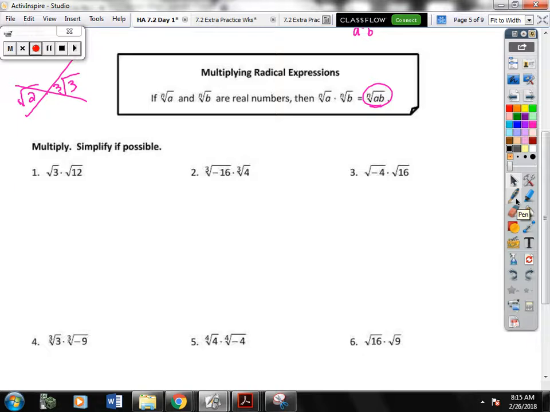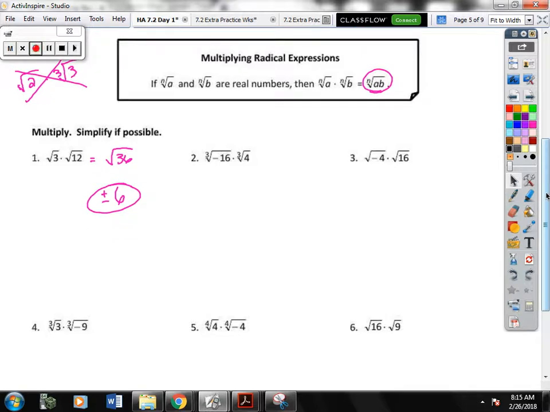So for number 1, multiply and simplify if possible. We would multiply these straight across, and we'll get the square root of 36. And then we can take the square root of 36, which is 6. Again, our book is going to have the principal root, which is just the positive, and that's because the square roots are already drawn in. But we know that if we were finding the square root of 36, it actually technically is positive or negative. But again, in the answer key online, it's not going to have that plus or minus.